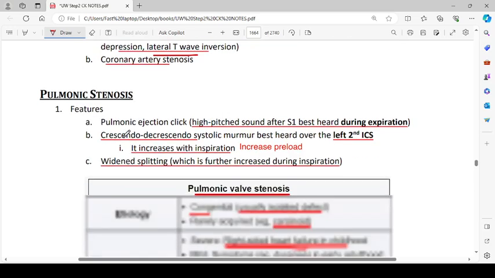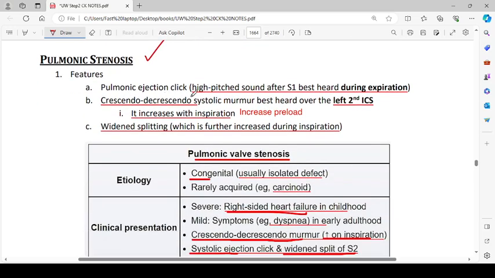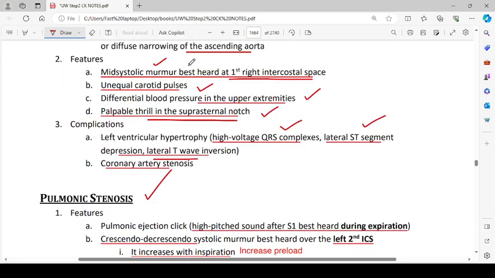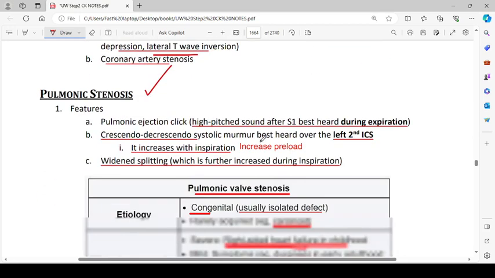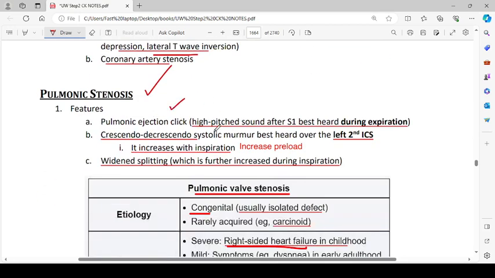Then we have pulmonic stenosis. Features are similar to aortic stenosis. If the pulmonary artery valve becomes stenosed, that is pulmonic stenosis, and the murmur is also very similar, but it will be heard at a different location. The pulmonic ejection click, a high-pitched sound after S1, is best heard during expiration.